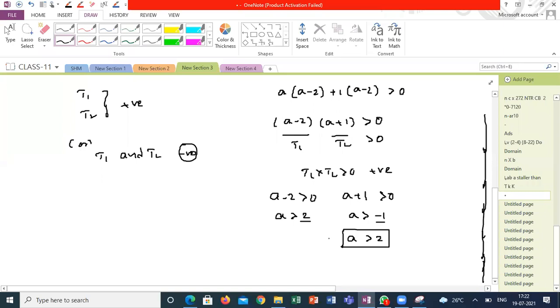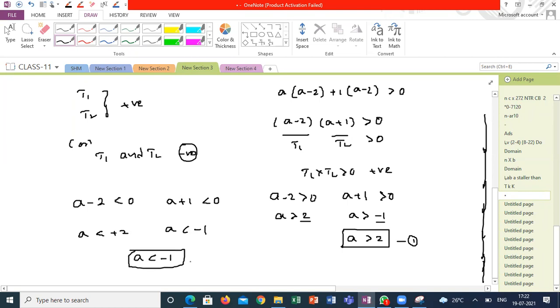Yes, sir. So A must be greater than 2 is one condition. Another one is both should be negative: A minus 2 less than 0, A plus 1 less than 0. So A is less than 2, A is less than minus 1. Out of these two conditions, which condition explains both? A less than minus 1 will satisfy both the conditions. It represents that this is negative and this is also negative.